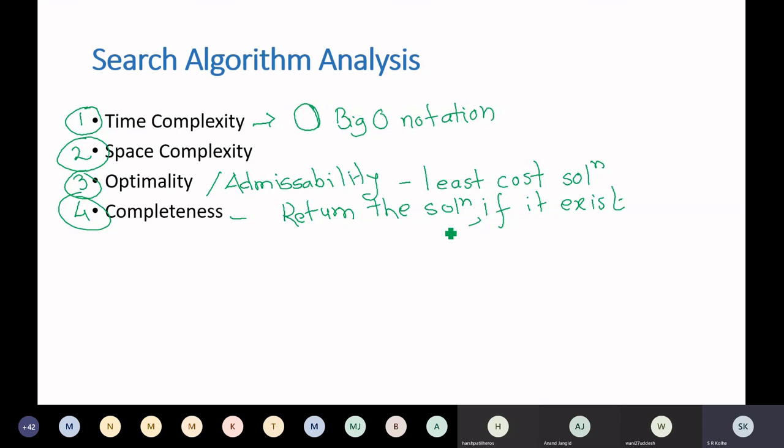Any difficulty in this algorithm analysis? No, sir. Yes.